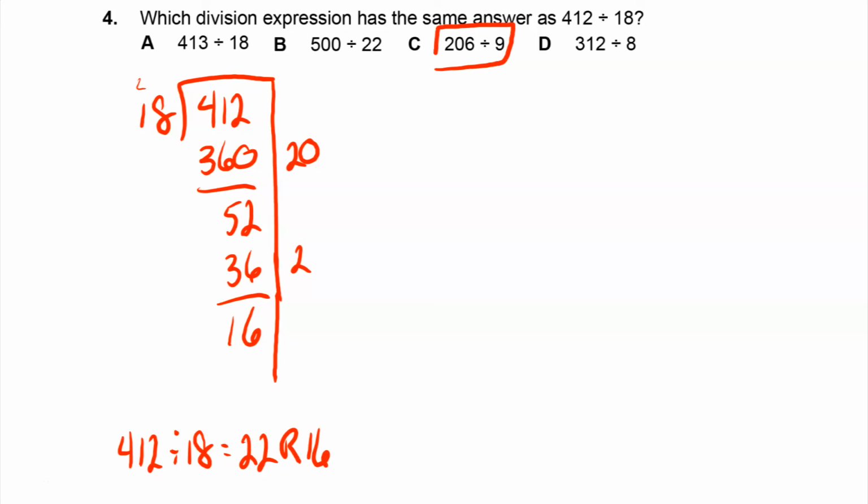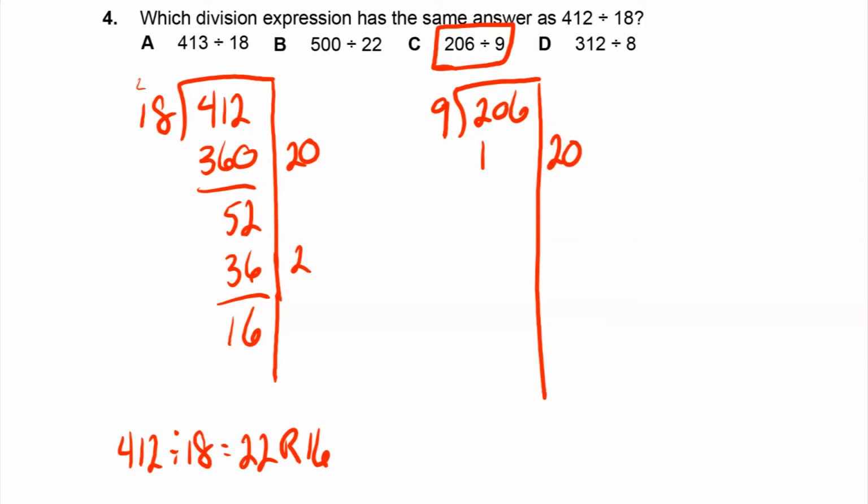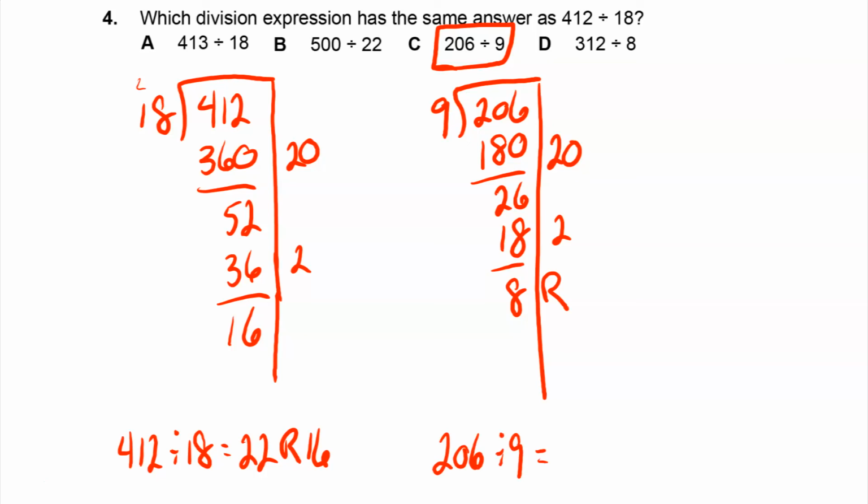Now let's try the one that we think is the same answer. 206 divided by 9. Well, if this was 10, then I'd be wanting to multiply by 20. So let's try that. 20 times 9 is 180. Subtracting that from 206 gives me 26. Number of 9s in 26. We're only going to be able to fit 2 of those in. 2 9s are 18 with 8 remainder. So 206 divided by 9 is equal to 22 with 8 remainder.